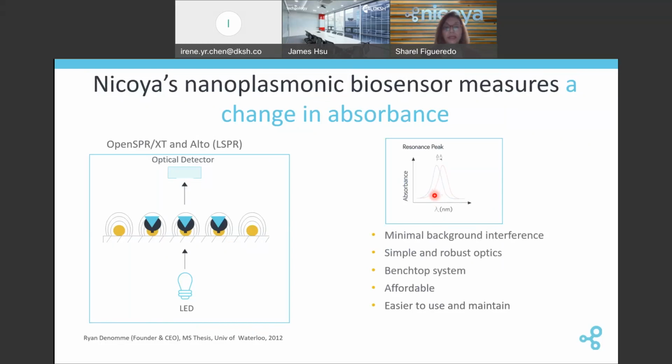Because we use LSPR, we have minimal background interference. As you can see, the optics is very simple yet robust. We have been able to package this into a benchtop instrument that is affordable, easy to use and maintain.